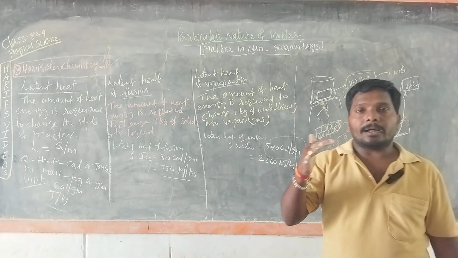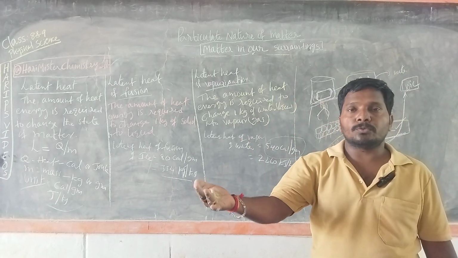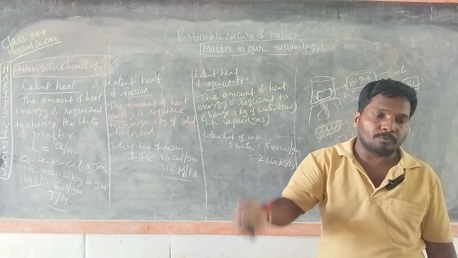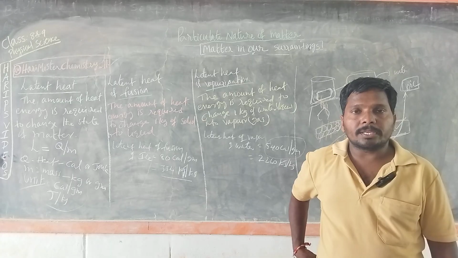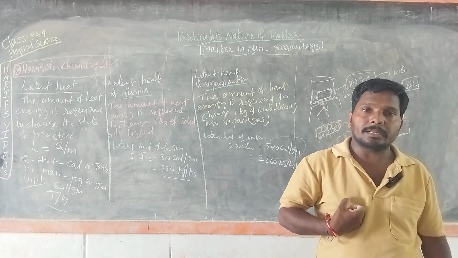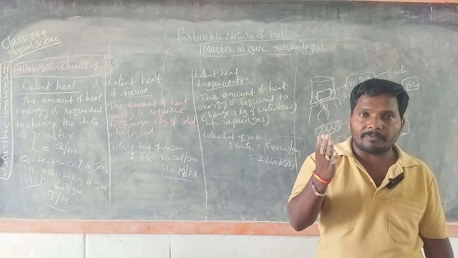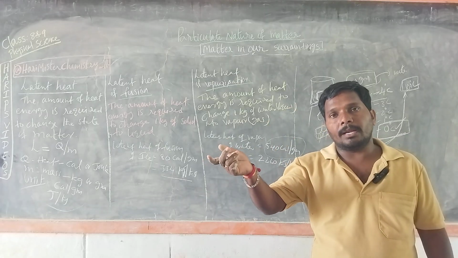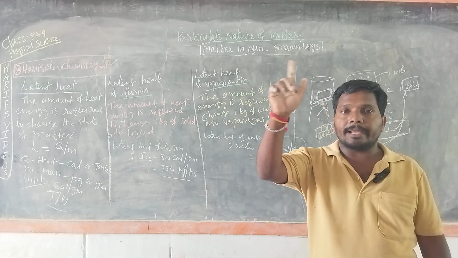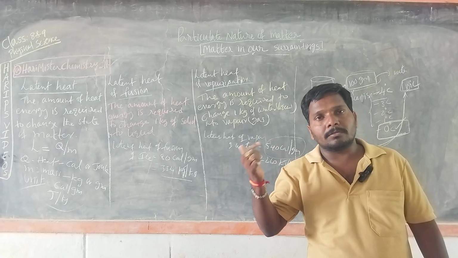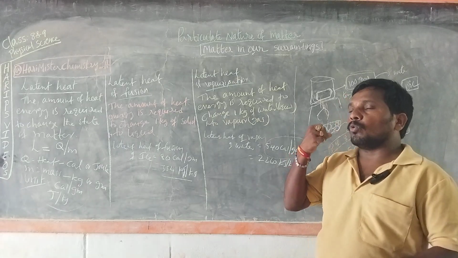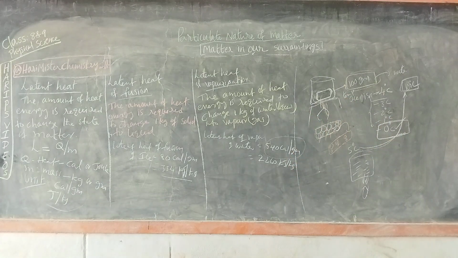So when ice melts into water, while water starts boiling or vaporizing into steam, in both cases heat energy is absorbed by the particles to break down the force of attraction between them. That's why while ice starts melting, no rise in temperature. While water starts to vaporize, no change in temperature. The heat energy is hidden to break down the force of attraction between the particles.